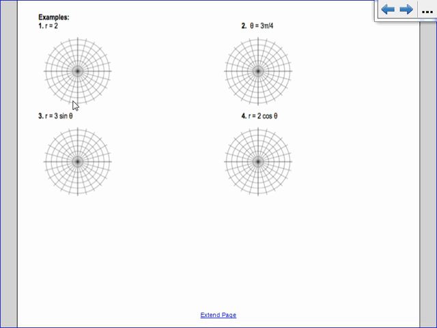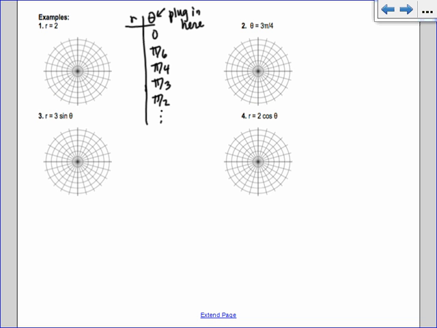So if you have r equals 2, that means if you do a t-table with r and theta, theta is the independent variable. This is what we're plugging in for. So I'm plugging in 0, I'm plugging in pi over 6, pi over 4, pi over 3, pi over 2, and so on. You don't have to do everything between 0 and 2 pi, but you could do like every pi over 4 or just a few of them to see what's going on.